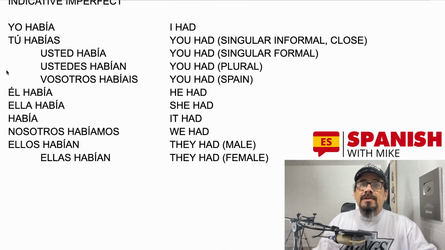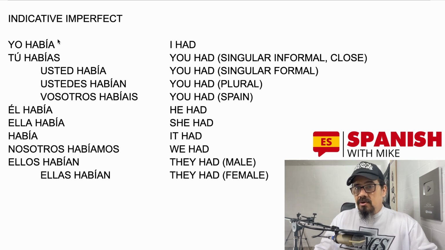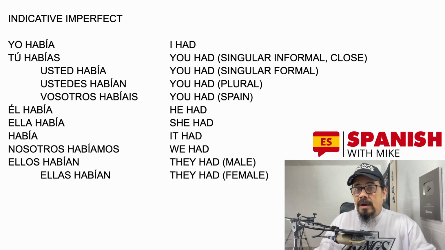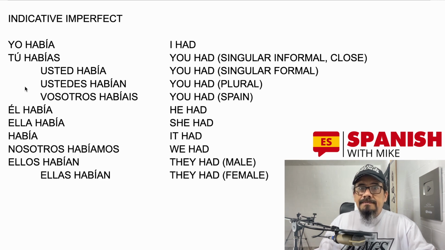But also, this same had, remember, is the most used, more common in Spanish. Yo había, I had. Yo había salido, I had, yo había salido de la casa, I had left the house. Tú habías, you had, informal close, singular. Usted había, singular formal. Ustedes habían, plural.